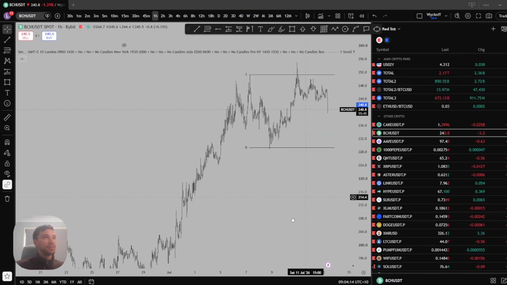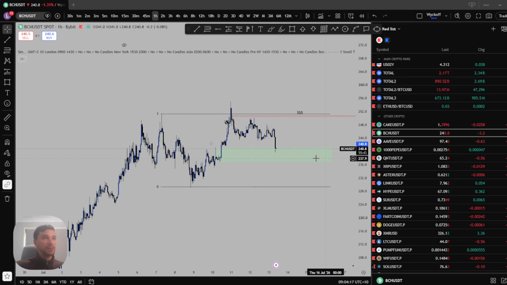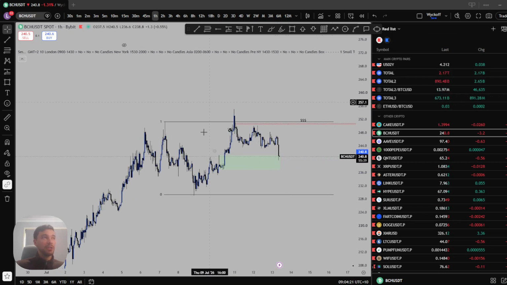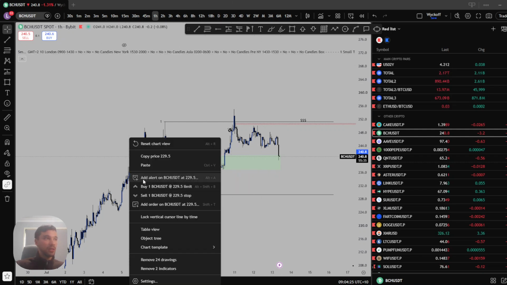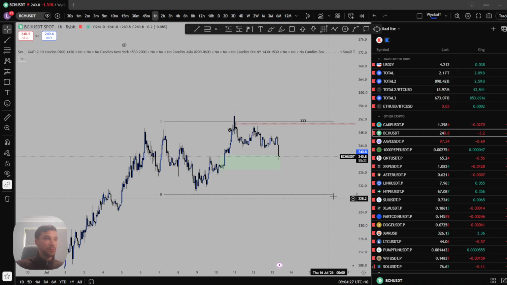Bitcoin Cash. Don't mind what's happening here. I would still technically be looking for one of these POIs to get hit. And then we'll put our alert here at the range low. Okay.